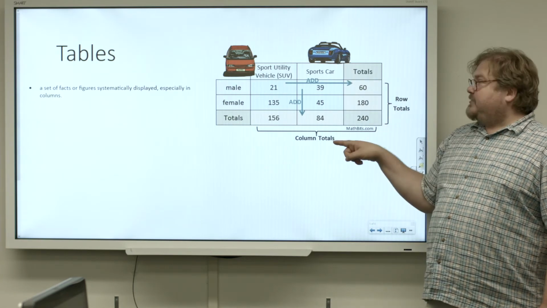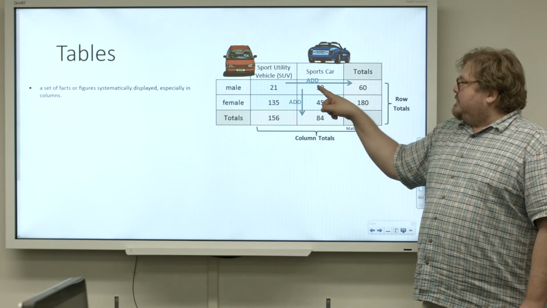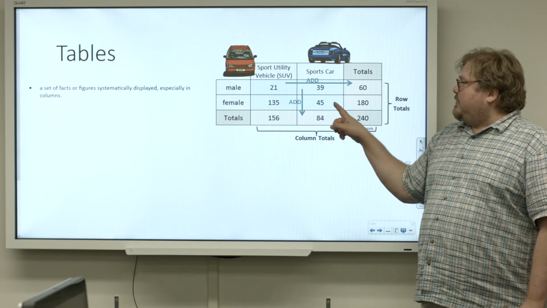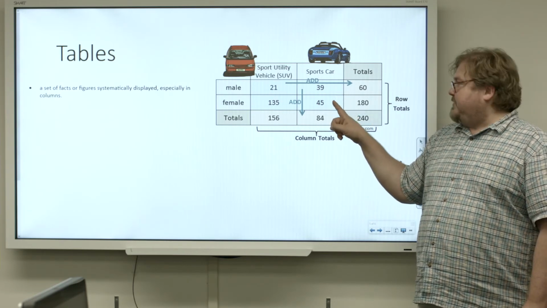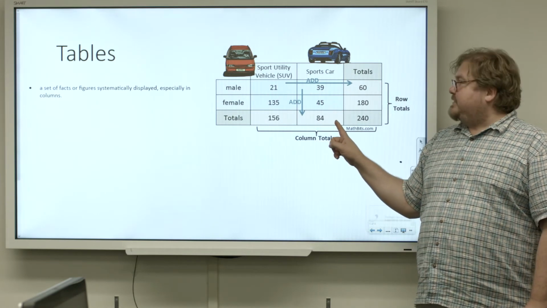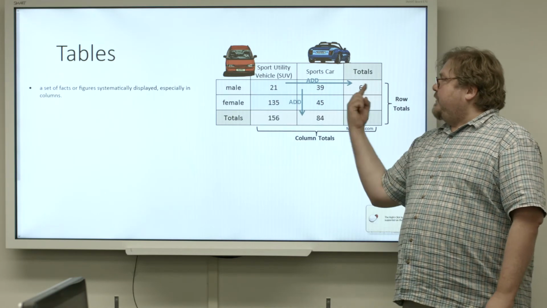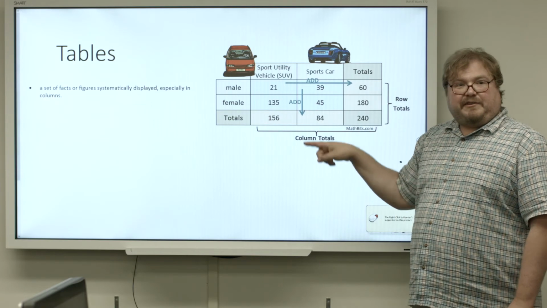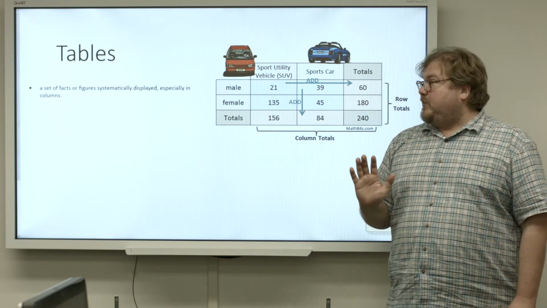We can also read the totals this way. So 39 males with sports cars, 45 females with sports cars. Total sports cars is 84. We can read them across or down depending on the information that we want.